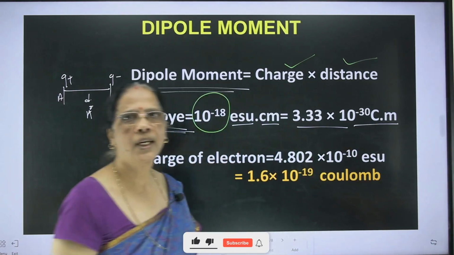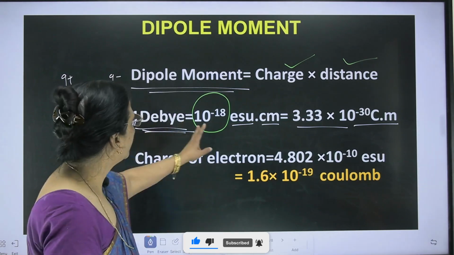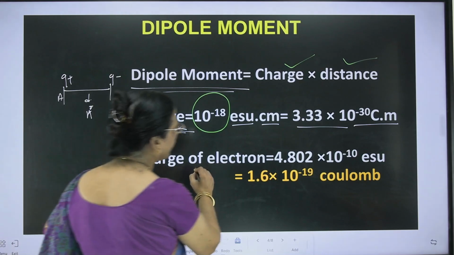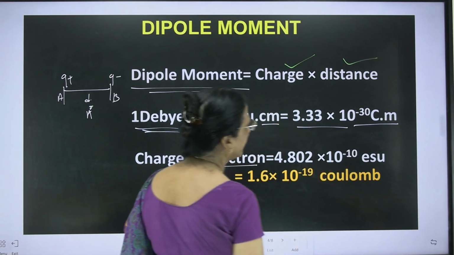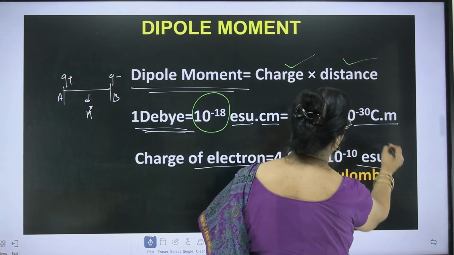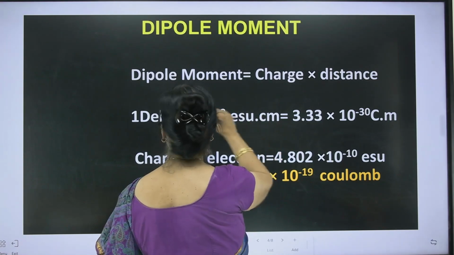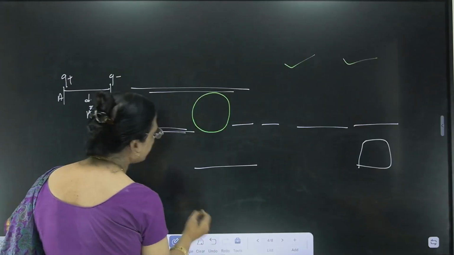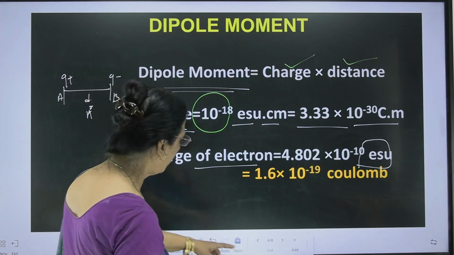So in the numericals, we will see which unit is given. Accordingly, we will choose this ESU value or your Coulomb value. Then the charge of the electron is 4.802 into 10 to the power minus 10 ESU. If your charge is given in this, then we will take the dipole moment in this scale, ESU centimeter. Okay, let us see some numericals.